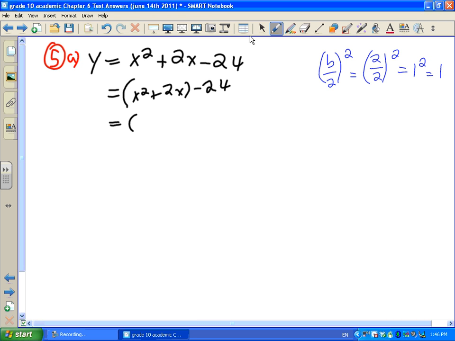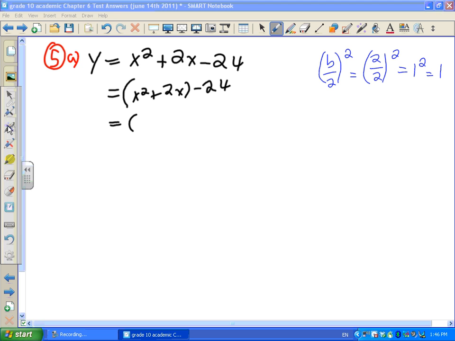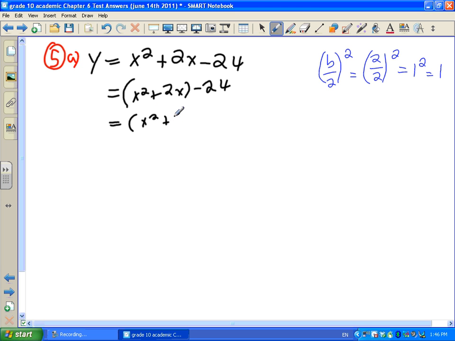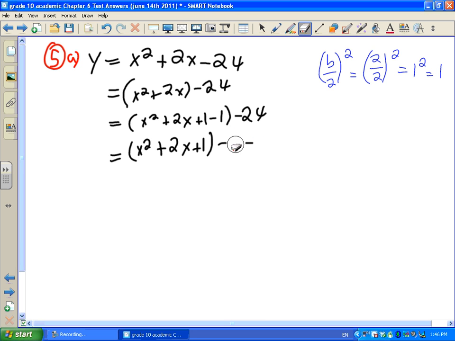So I'm now going to add and subtract that number in the brackets. So the brackets will now read x squared plus 2x plus 1 minus 1, end bracket, minus 24. Now I need to remove the minus 1. Luckily, because there's no number in front of the brackets, I don't have to multiply by anything. So I just bring the minus 1 to the outside. Okay? Now, don't go too fast.